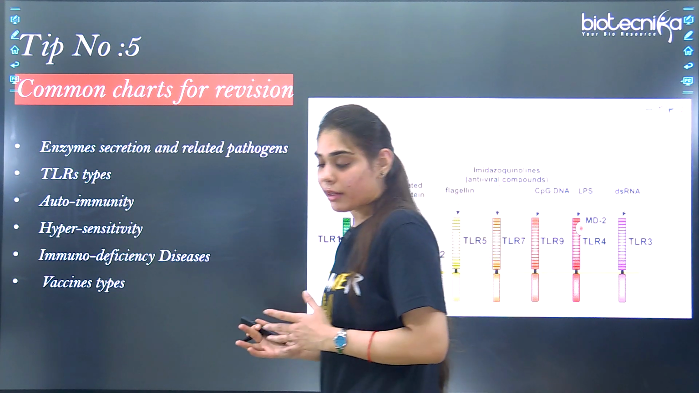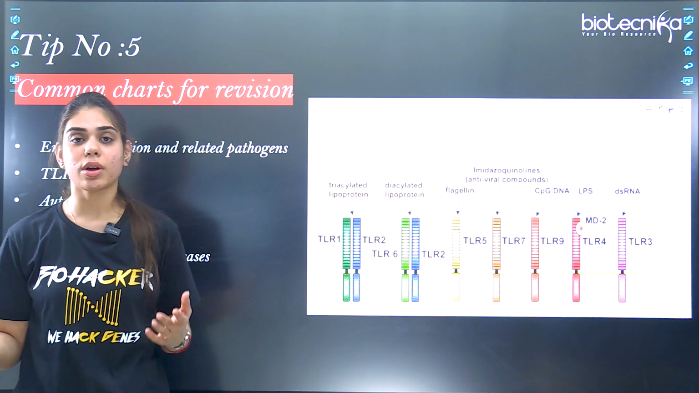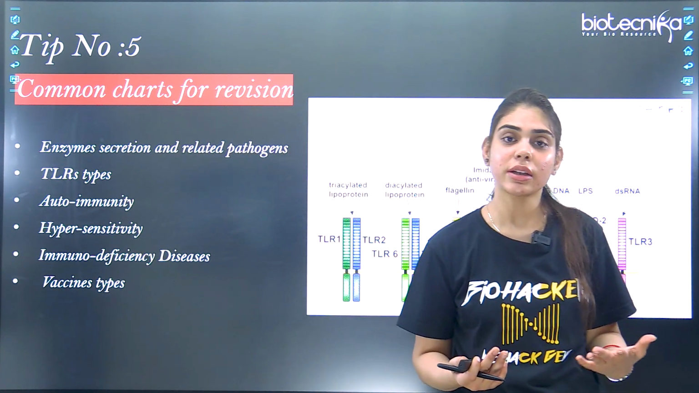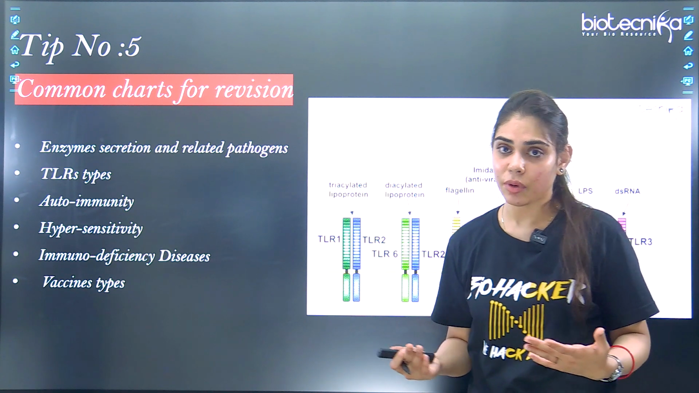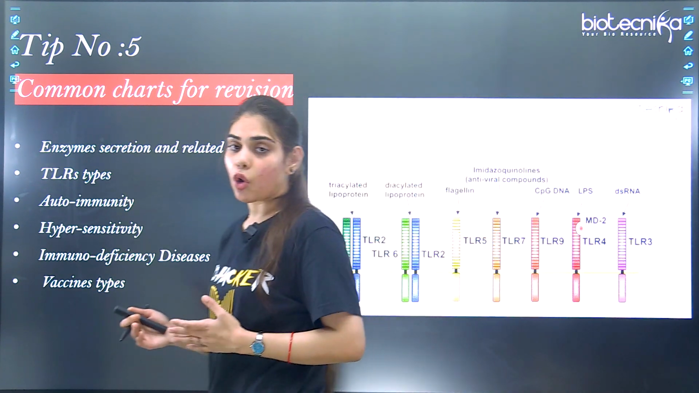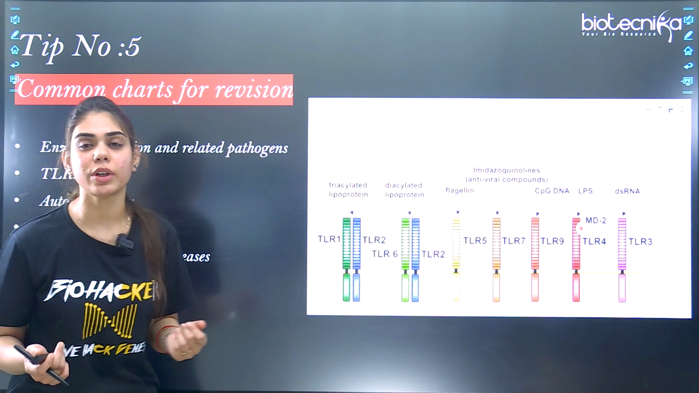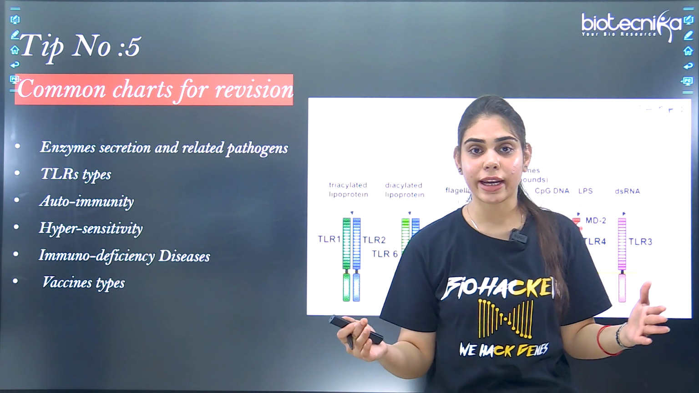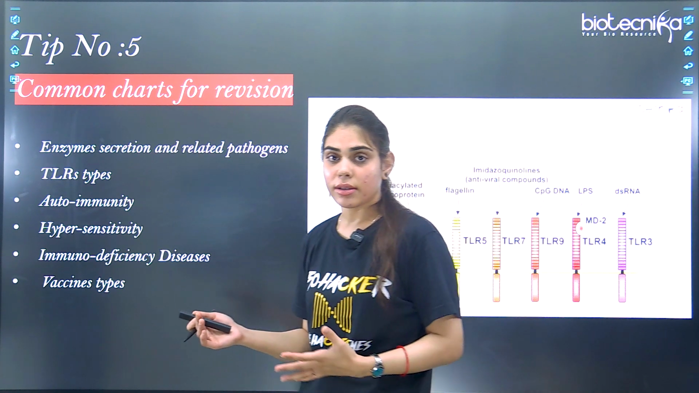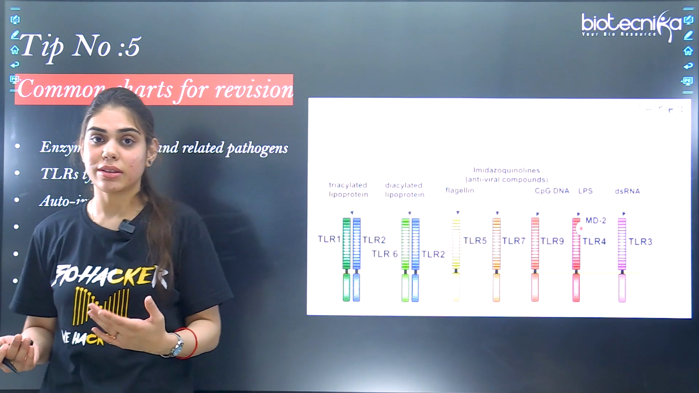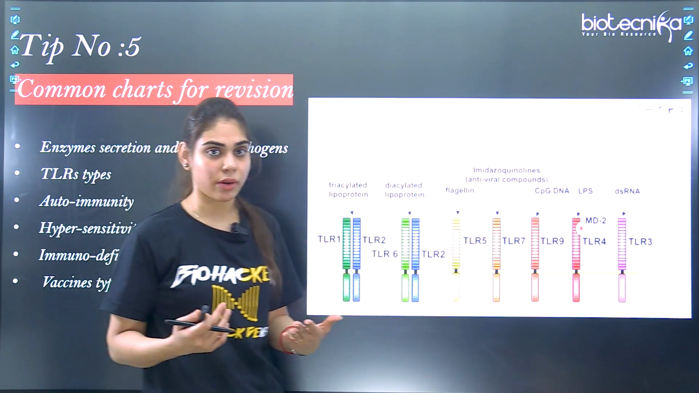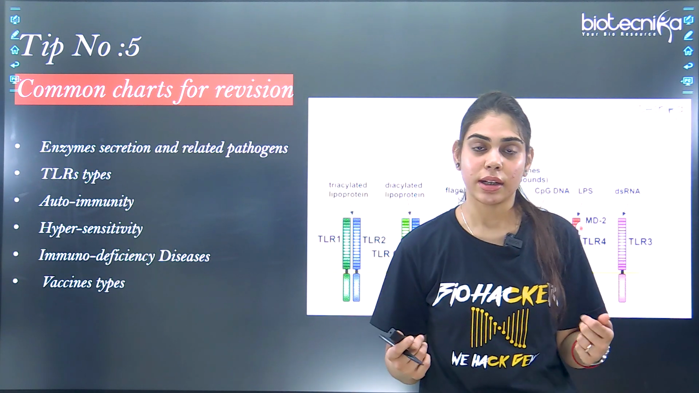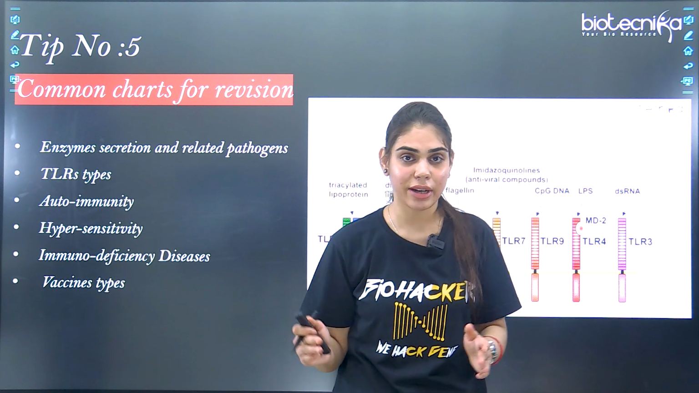What is tip number 5? You should also prepare common charts for preparation. Now, what is this common chart? What are the different topics that you can refer to and revise with the help of these charts? So the first topic over here is you can revise enzyme secretion and the pathogens related to it. Like there are many different kinds of organisms like staphylococcus, which kind of enzyme does it secrete? Leukocidin is released by which kind of microorganism? Streptokinase is secreted by which kind of pathogen? Like this, you have to prepare a chart and revise your concepts.